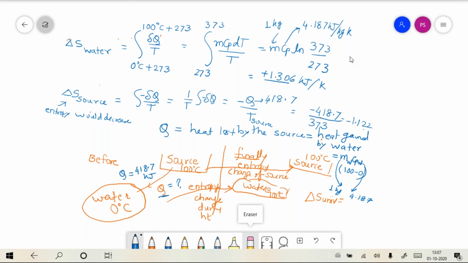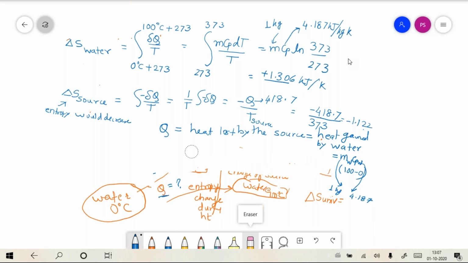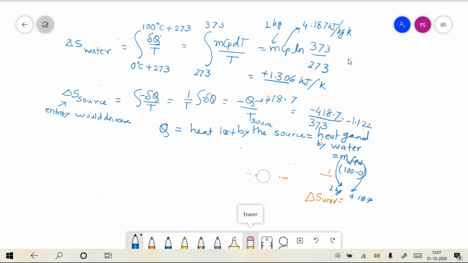So what is the value you are getting now? Entropy change of the universe. So let me erase this now. So the entropy change of the universe is the entropy change of the source plus entropy change of the water. And what was the entropy change of the source? The entropy change of the source is minus 1.122, and the entropy change of water is how much?